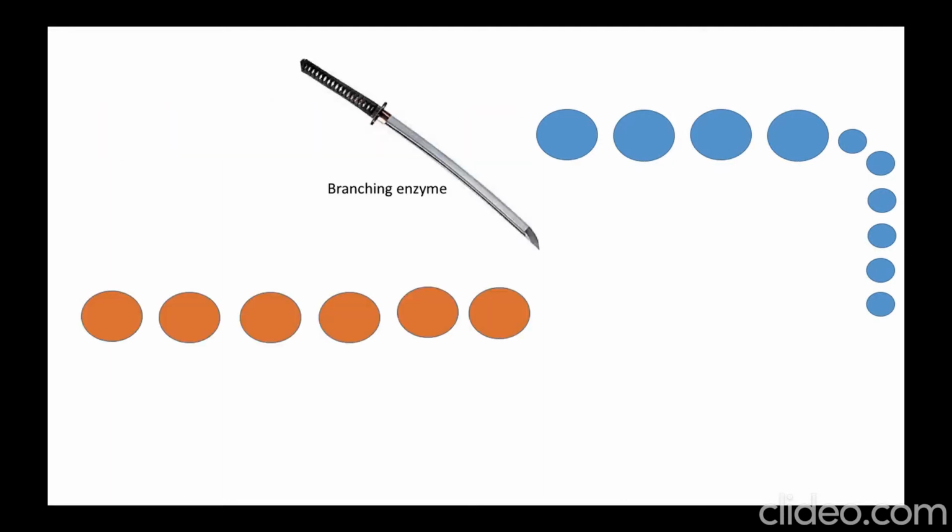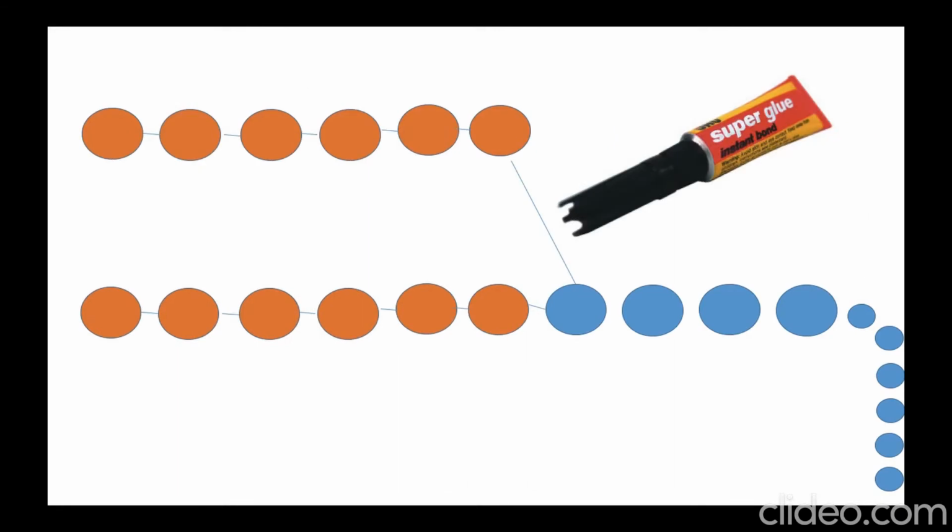You might be asking, where do the branching points come from? Well, simply there is something called a branching enzyme. This branching enzyme removes 6 to 8 glucose molecules from the terminal ends of the long chain, and it attaches them to another chain of glycogen with an alpha 1-6 linkage. So basically, the branching enzyme is producing branching points.